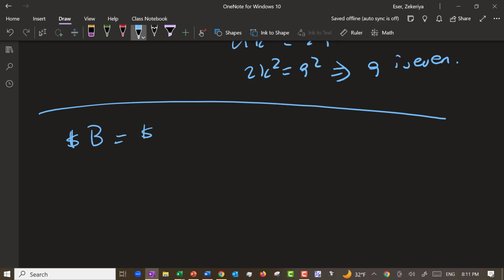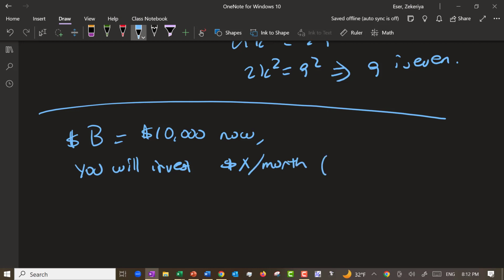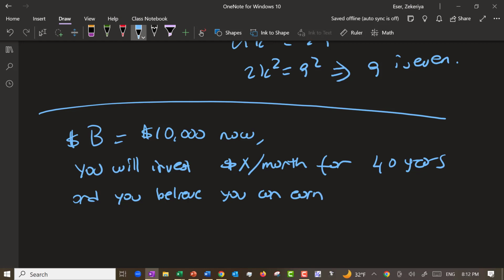You have $10,000 now. You will invest X dollars a month for 40 years, and you believe you can earn 0.75% a month on your account balance. That's kind of a reasonable number to earn after inflation. You invest into mid to large stocks, because that would be about 9% a year, roughly.